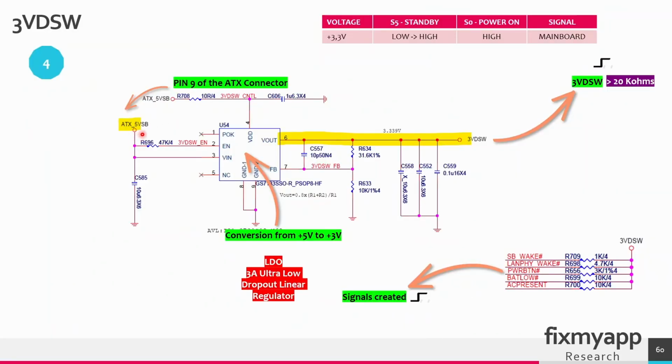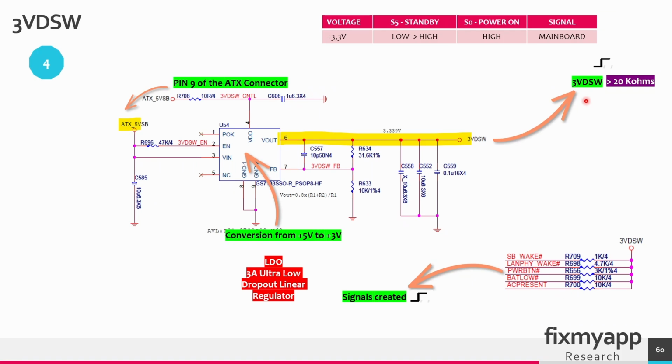From the 5V standby voltage, the 3.3V is created. This is an LDO. It will convert 5V to 3.3V. From the 24-pin ATX connector on pin 9, it will go into this voltage regulator. It will start regulating because the enable signal derives from the 5V standby voltage. It will turn this regulator on. We have an input voltage of 5V, and then it will generate 3.3V. This voltage rail is called 3V dual standby well. And the resistance value on the output is 20 kilo ohms.